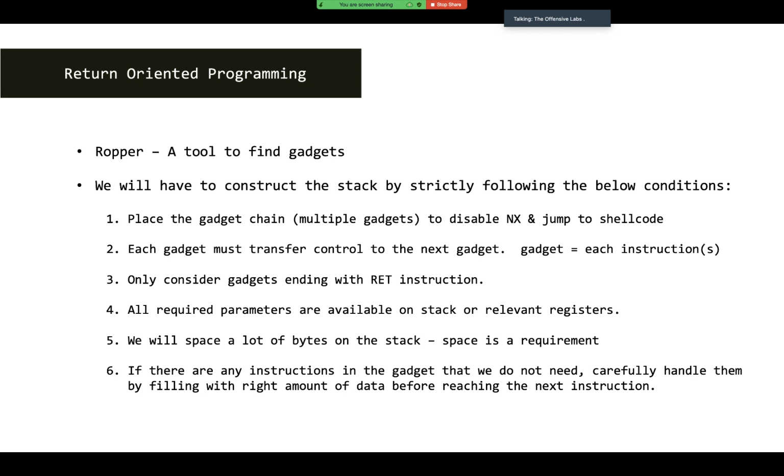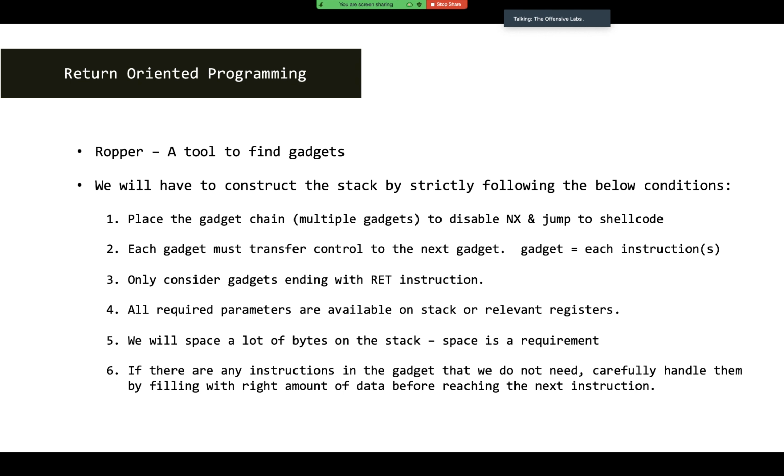Number one, place the gadget chain to disable NX and jump to shellcode. So that's the high level idea, right? We want to chain some gadgets. When I say gadget, it's basically a few instructions together that make one gadget. We have already seen that, right? pop rdi; ret is one gadget. Similarly, we will need to find some instructions which will do the job for us.